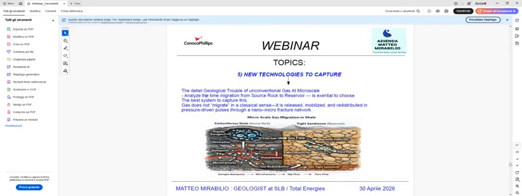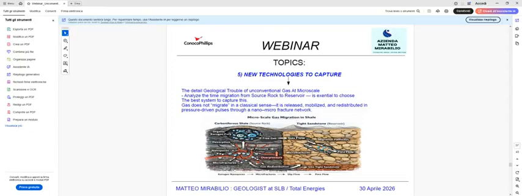So this is a detail of the geological problem for unconventional gas at microscale. Effectively, what is the problem? Analyzing the time of migration from the source rock, which can generally be the source but also the trap rock, is essential to choose the best system to capture the unconventional gas and also hydrogen. Gas does not migrate in a classical way. It is released, mobilized, and redistributed in pressure-driven pulses through nano and micro fractures.